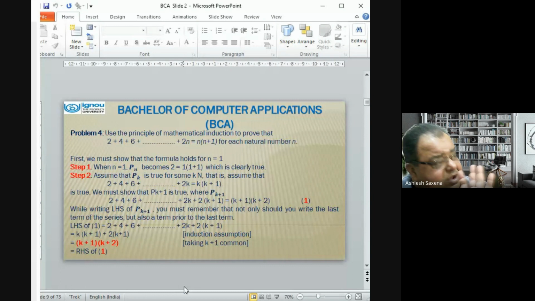Now this is the question. You have to prove that this is true by the use of the principle of mathematical induction.